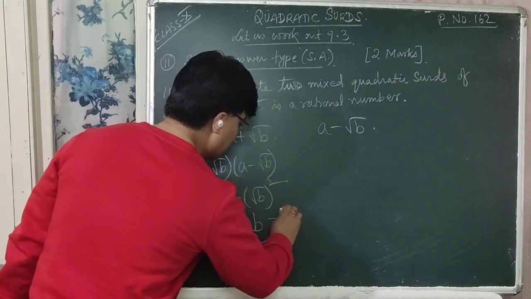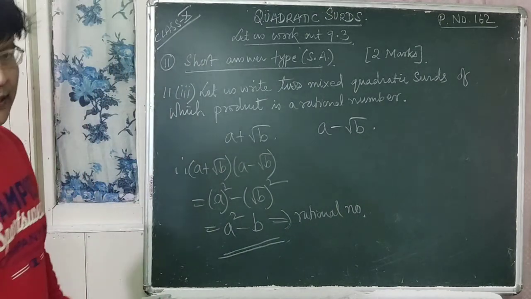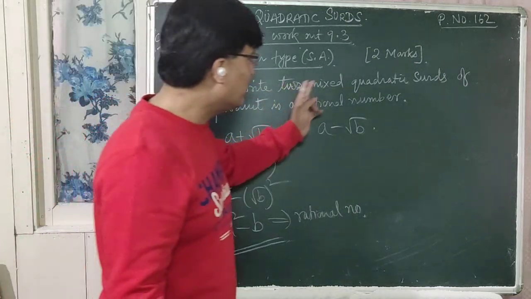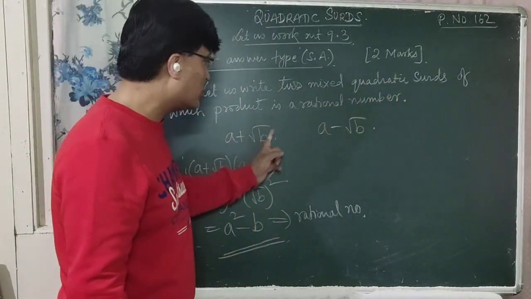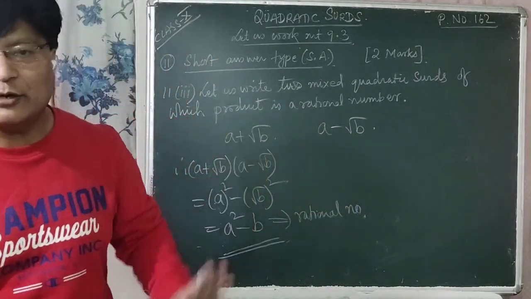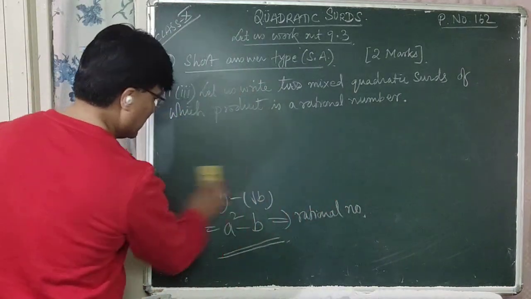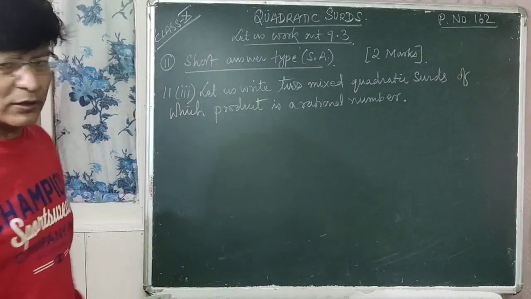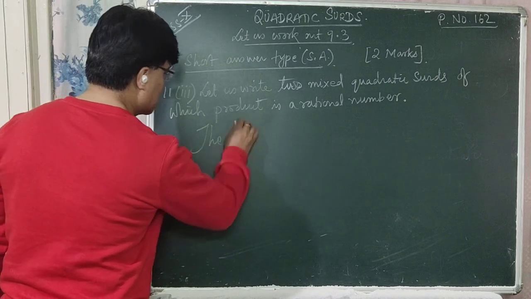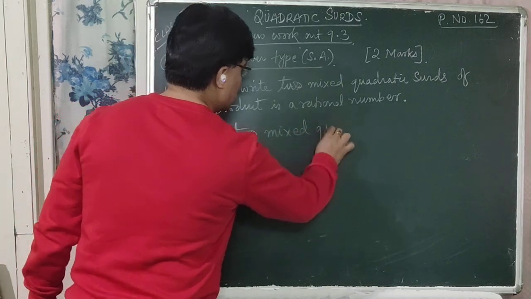That means this is known as a rational number. Is that clear now? So what are the two mixed quadratic surds? They are a plus root b and a minus root b such that their product is a rational number. Okay? So in the answer, you don't need to show all these things. You just have to write the two mixed quadratic surds.